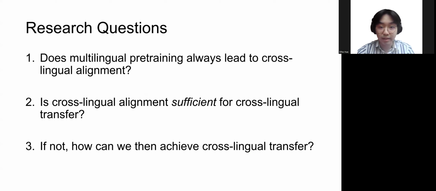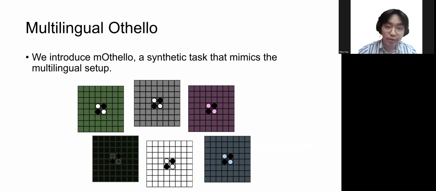I'll first talk about the methods we use to study these research questions. We introduced a synthetic environment called Multilingual Othello, which is based on a board game called Othello. On a high level, Multilingual Othello, or mOthello, contains Othello game sequences described in different languages. We use it to answer our research questions by analyzing models trained on these multilingual sequences. We chose to use this synthetic environment because it gives us the flexibility of controlling the form of languages we use to train our models.